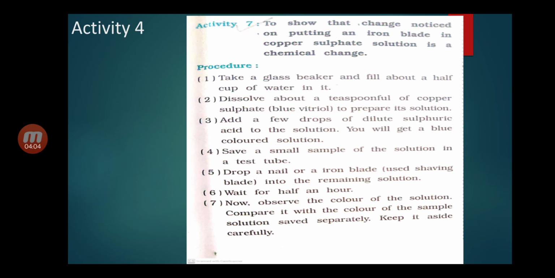Save a small sample of the solution in a test tube. Drop a nail or an iron blade into the remaining solution. Wait for half an hour. Now observe the color of the solution. Compare it with the color of the sample solution saved separately. Keep it aside carefully.